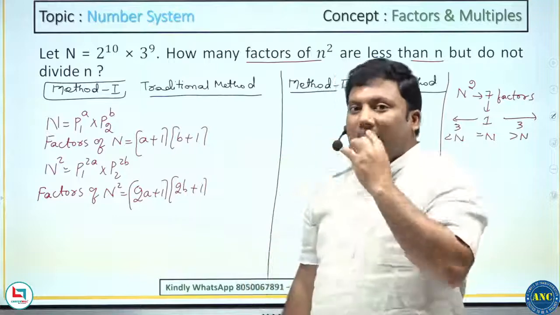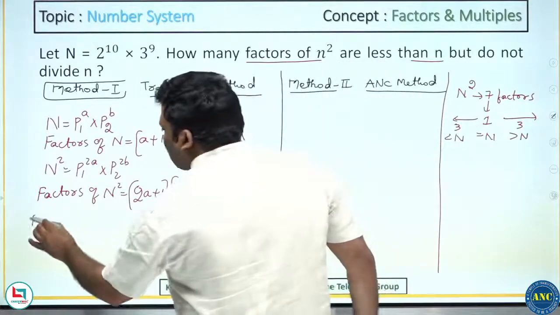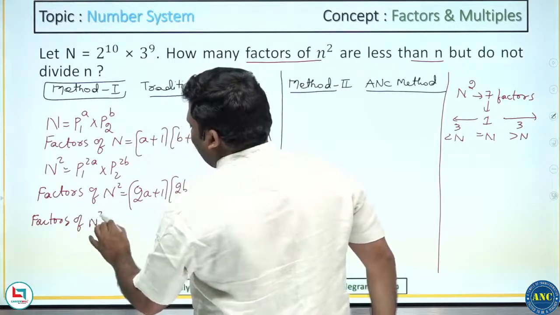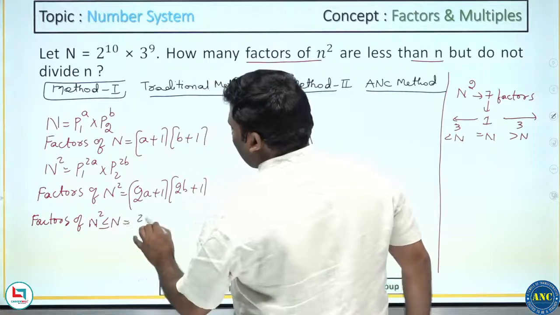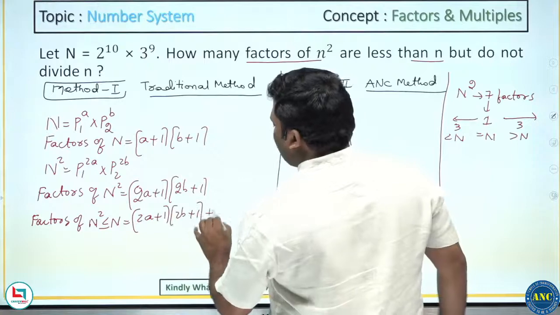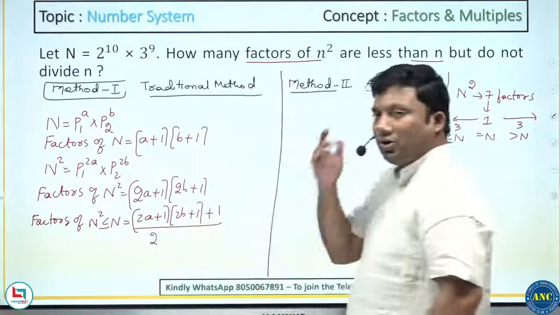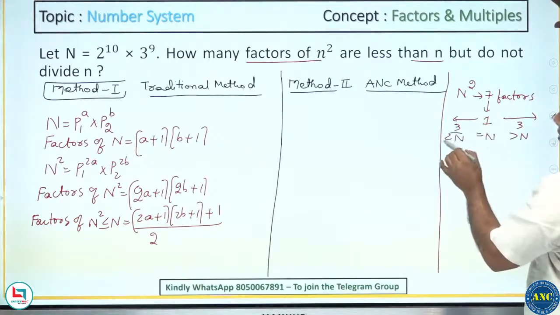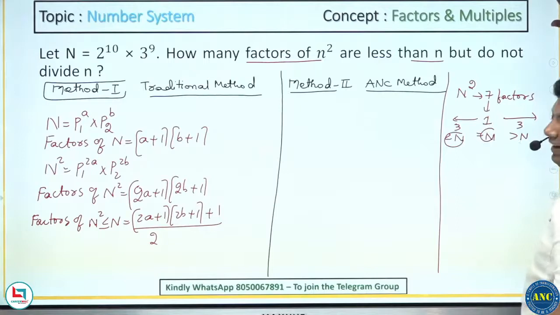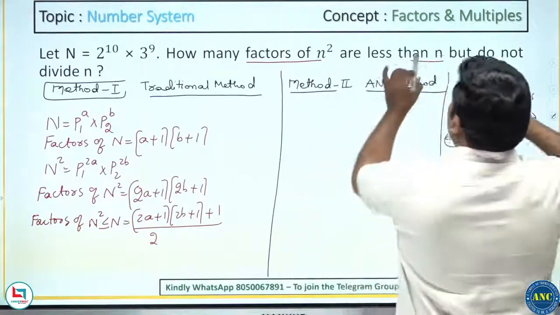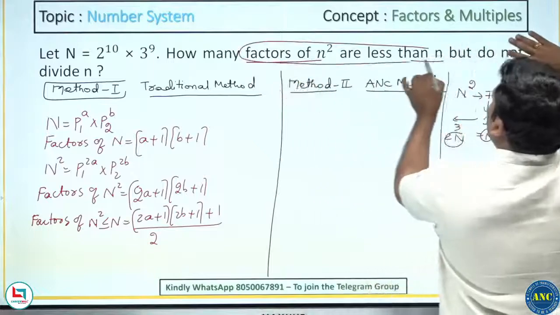4 cases will be greater than n. Are you all with me? So this will be factors of n square less than or equivalent to n. This will be (2a plus 1)(2b plus 1) plus 1, by 2. See here, if it is 7, factors of n square less than or equivalent to n: 7 plus 1, 8. 8 divided by 2, which is 4. Are you all with me? 8 divided by 2, it is n. From this one, factors of n square less than n, I did it.